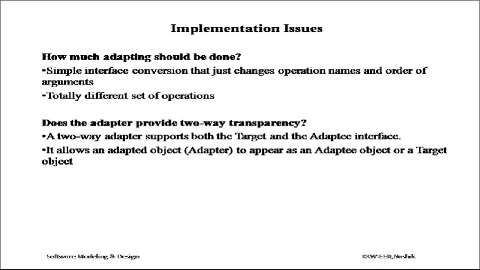The next issue can be, does the adapter provide two-way transparency? A class is more usable when you minimize the assumptions other classes must make to use it. By building interface adaptation into a class, you eliminate the assumption that other classes see the same interface. Put another way, interface adaptation lets us incorporate our class into existing systems that might expect different interfaces.